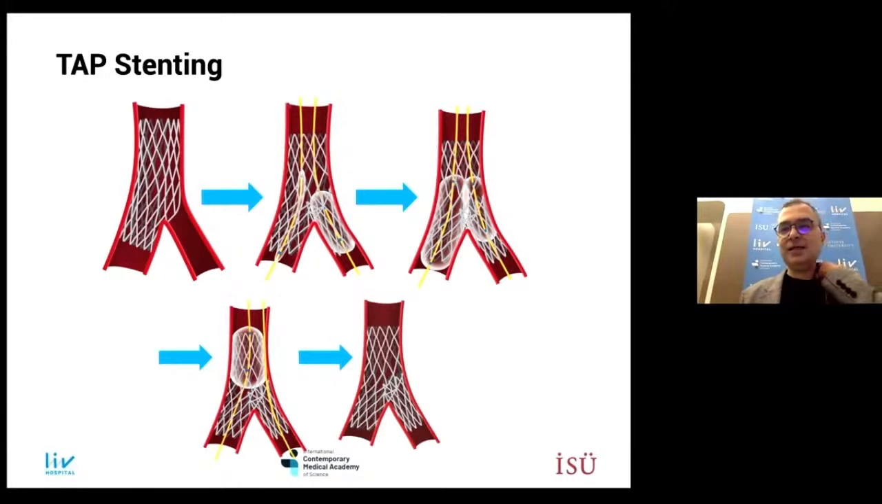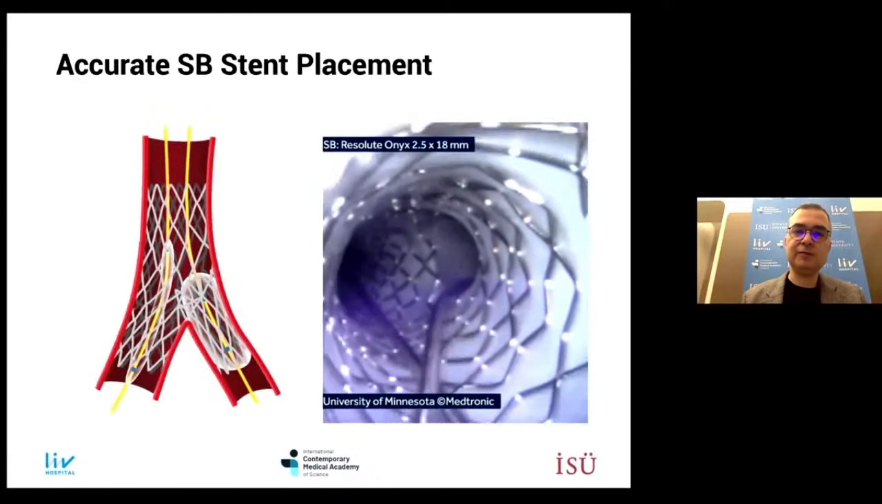And in case, by mistake, you make a distal inflation of your balloon, you should change the strategy. Maybe it should turn to a reverse DK crush or something else. But to avoid this, you have to inflate the balloon in the proximal parts.